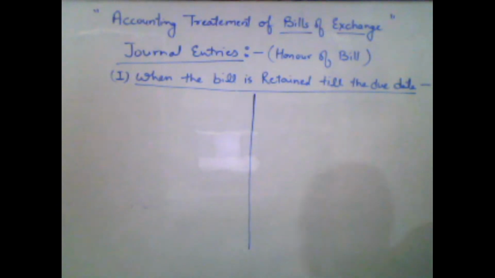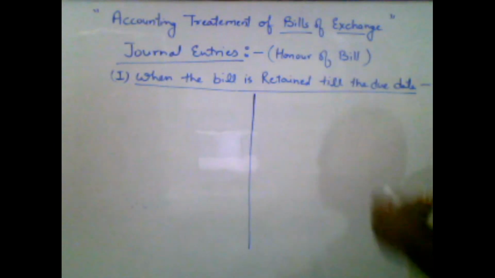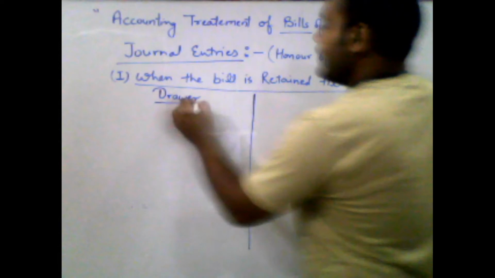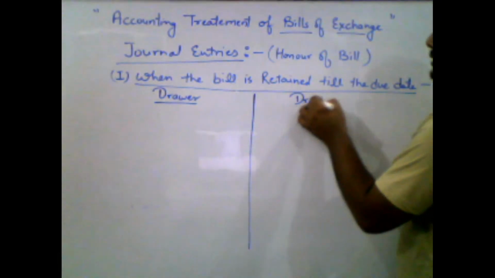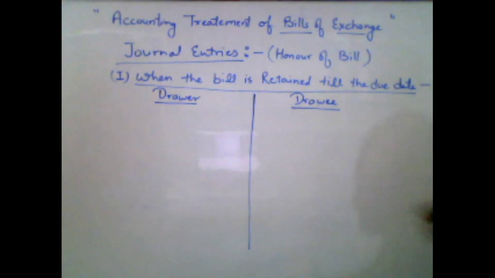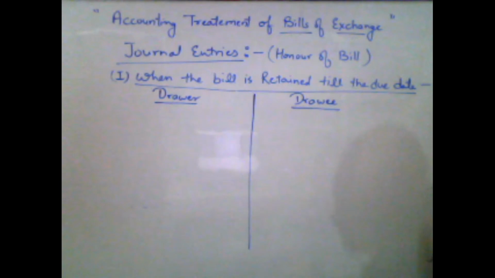You know very well there are basically two parties of bills of exchange. The first one is a drawer and number second is a drawee. Two main parties, and you know very well there are basically three parties in the bills of exchange, but firstly we discuss only the two parties, that is drawer and drawee. So what is the first step of the drawer?